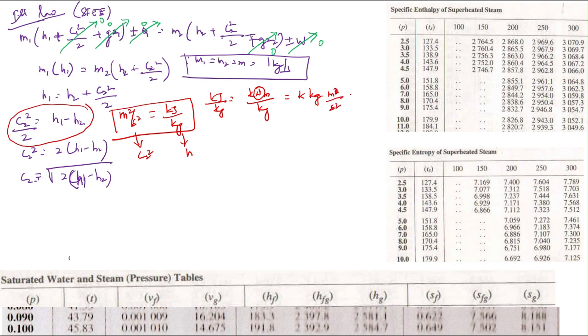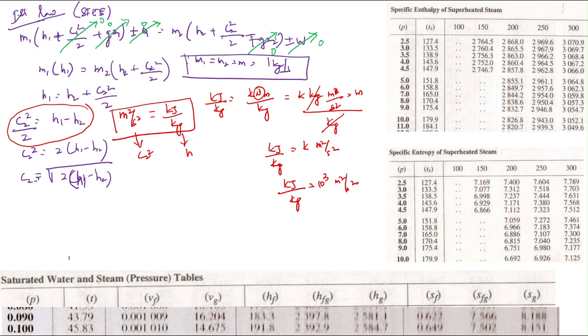Meter per second square into meter divided by kilogram. So kilogram gets cancelled, then we have meter square by second square. So kilojoule per kilogram is equal to 10 power 3 meter square divided by second square.